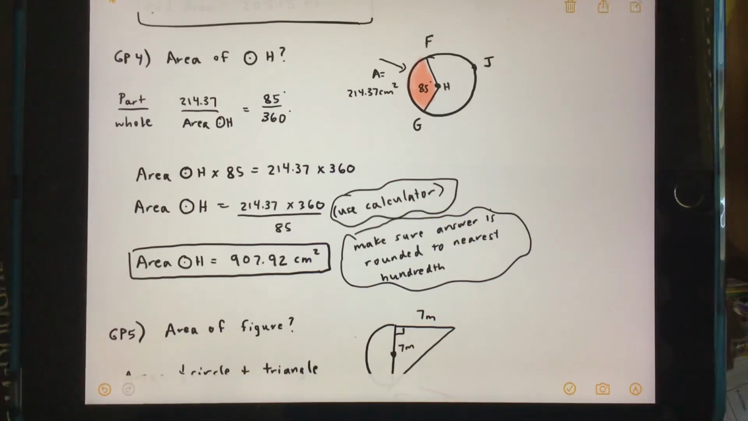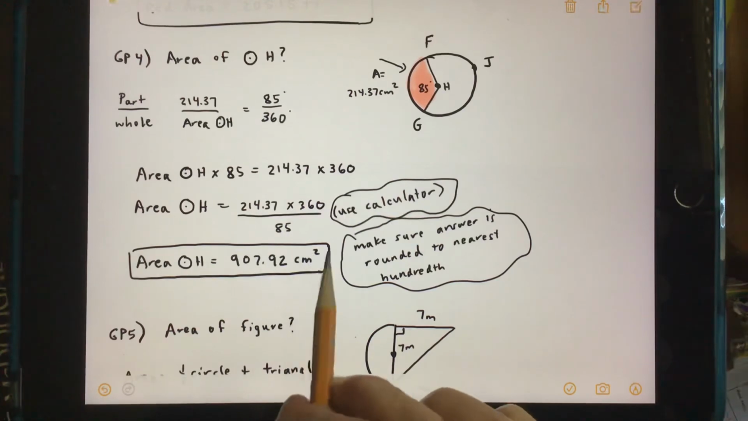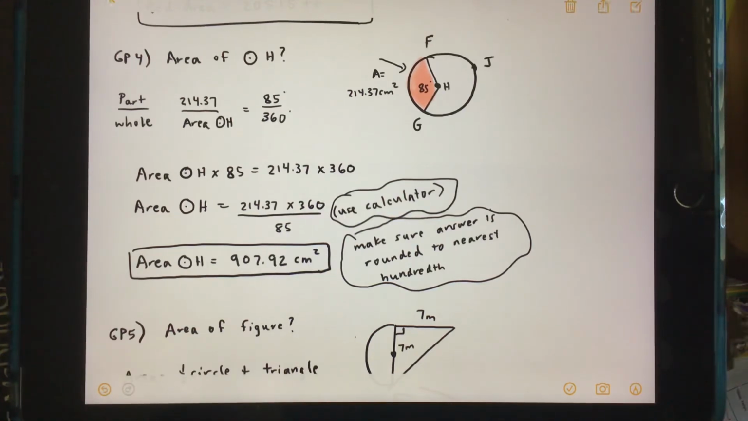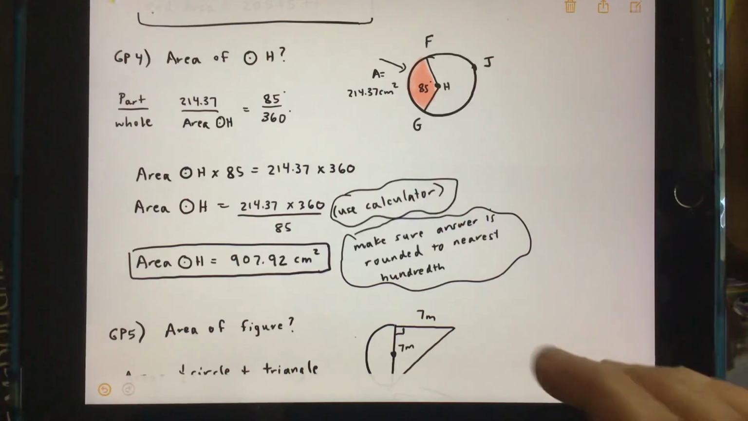Use your calculator here, and you will see 907.92 on your display. It's already rounded to the nearest hundredth, so we're done at this point, citing that we are measuring centimeters squared. So we always need to say what we're counting here. We're counting how many square centimeters. This is an area measurement, that's why it's centimeters squared. If it's a length measurement, it would just be the word, such as centimeters or feet.